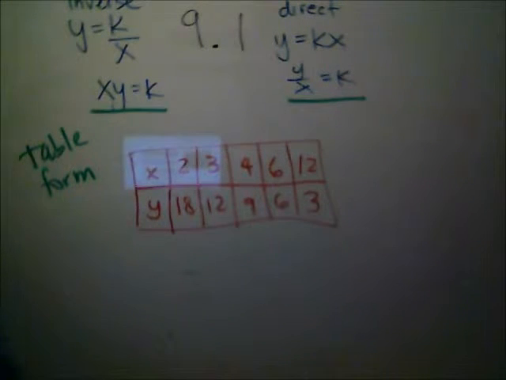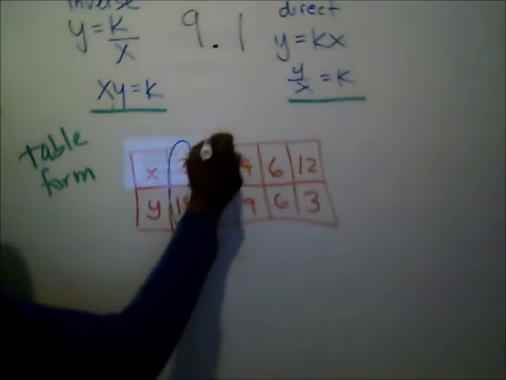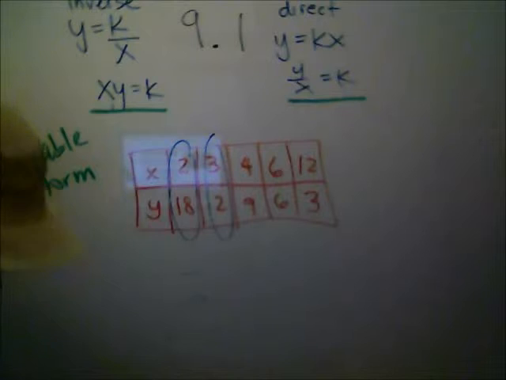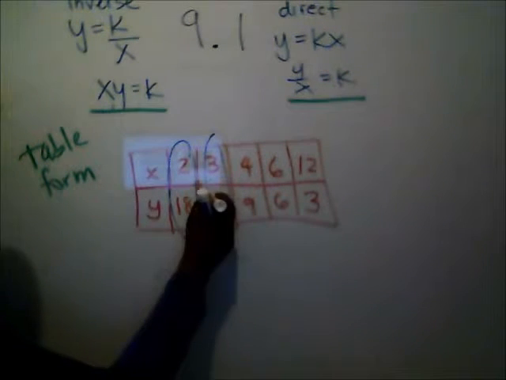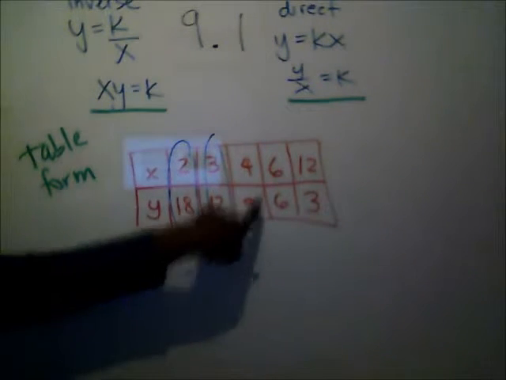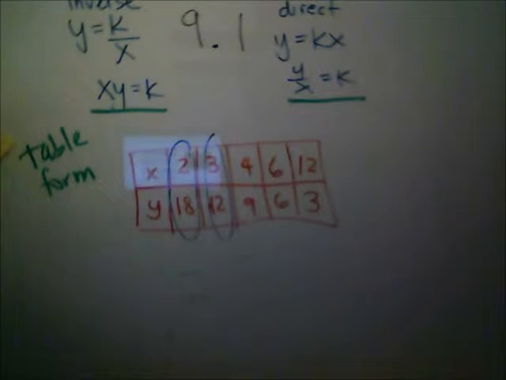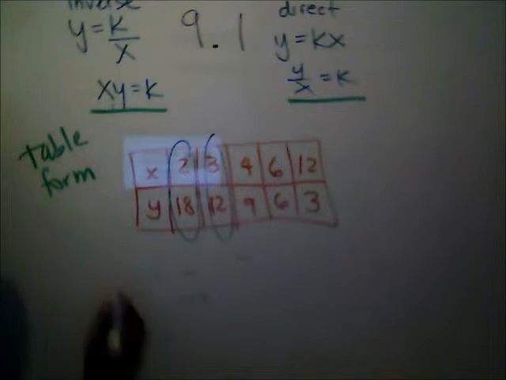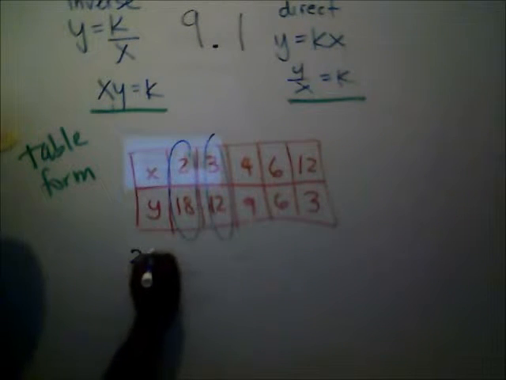So what we want to do when we get things that are in the table format, we want to look at the pairs or the coordinate pairs. And we want to do two things. We want to multiply the x and the y's together and see if we get the same number each time. And we want to divide the y divided by the x each time to see if we get the same number.